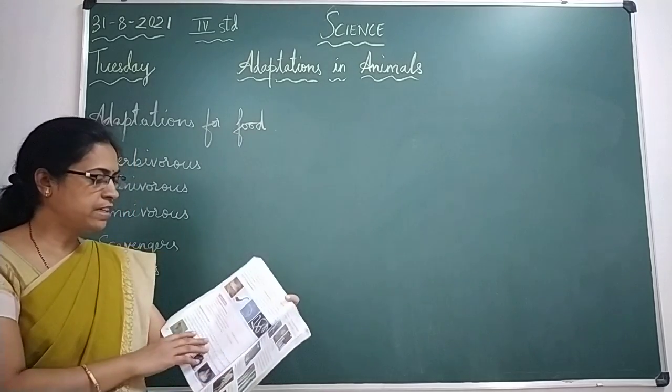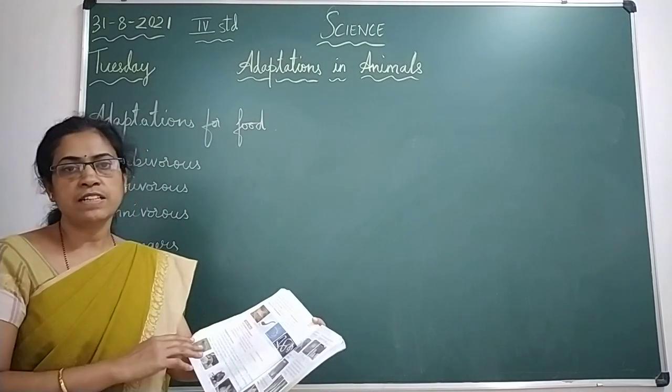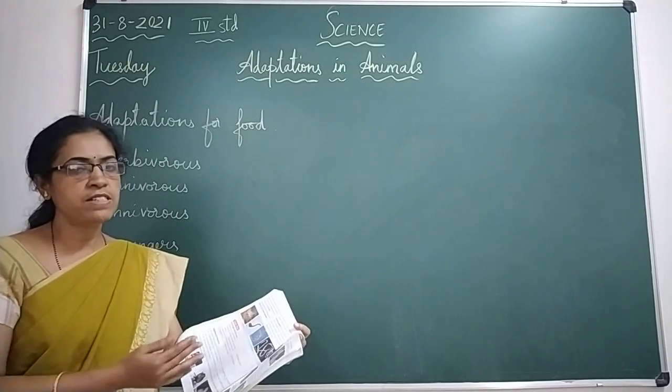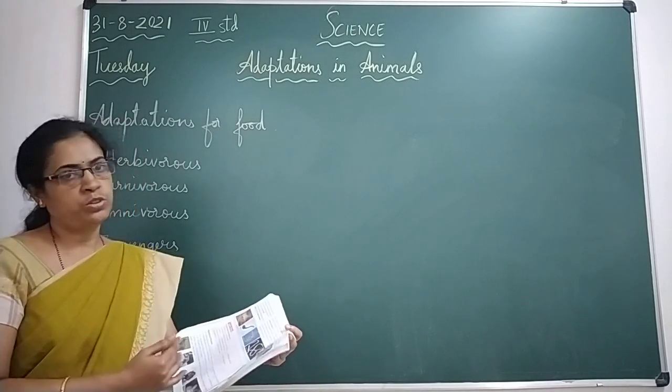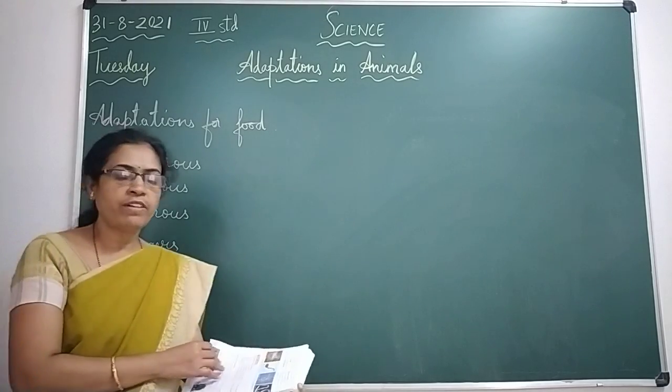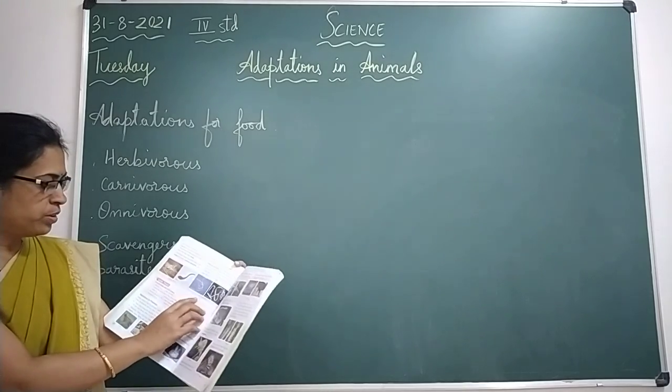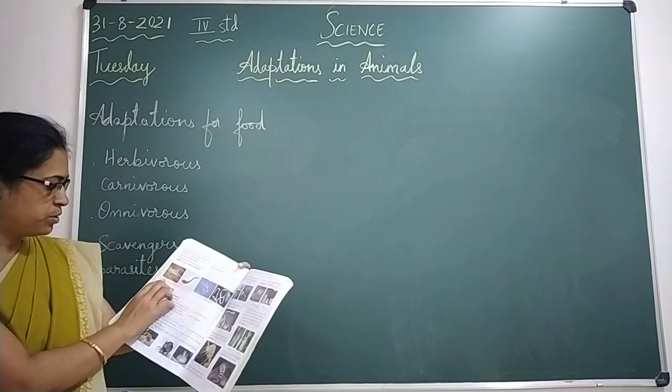So like this, these parasites. External parasites means they live on the body of their host, and internal parasites means they live inside the body of their hosts. Okay, children, I hope you have understood. You can see the picture of the roundworm, tapeworm, leech, and mosquito here.